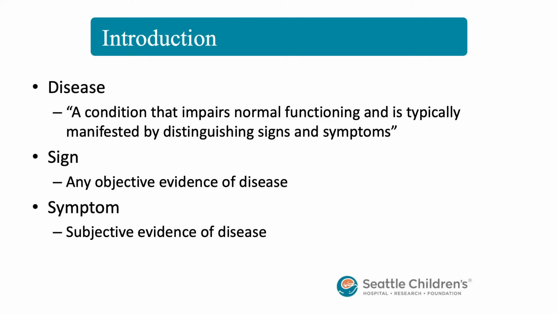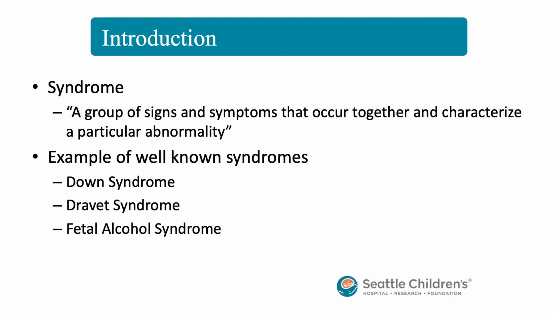So I can see that you have a seizure in front of me, whereas a symptom, someone says, oh, I have a headache or I have pain in a joint. It's hard to kind of see that outwardly. And then when we use the term syndrome, it really is just a group of signs and symptoms that can occur together and characterize a specific type of disease. So some well-known syndromes, Down syndrome, probably the most common syndrome that people know about, Dravet syndrome, which people have talked a lot about in this conference, and fetal alcohol syndrome.